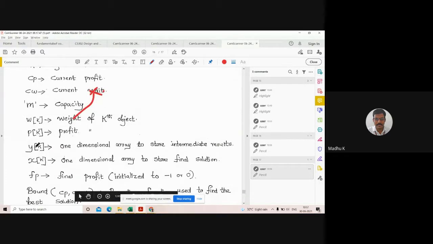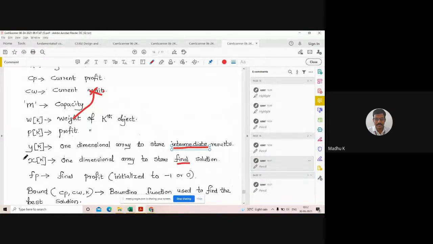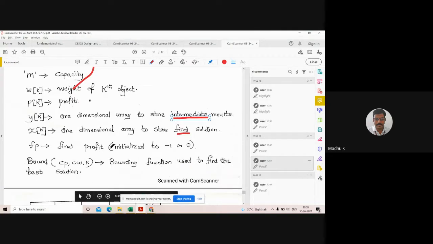Then another terminology is Y of k. In this algorithm, we will use a one-dimensional array Y to store the intermediate results of processing. Then X of k is a one-dimensional array to store the final solution. So there are two one-dimensional arrays we are using, Y and X. Next is FP. What does FP mean? Final profit.